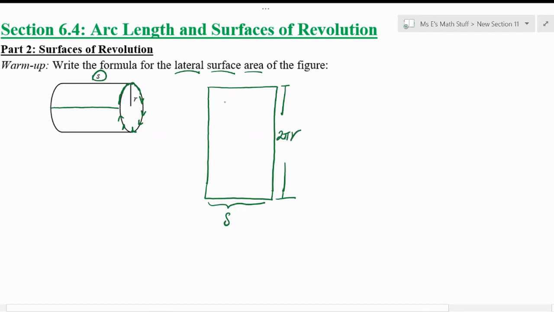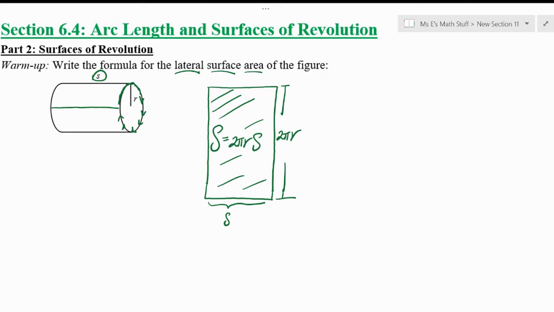So the lateral surface area of the cylinder, the area of the label here, I'm going to use uppercase S for lateral surface area, would be simply 2 pi r times S. There we go. Hopefully that makes sense, my friends. And let's talk about why this was the warm-up.